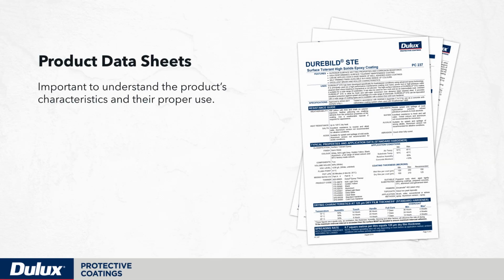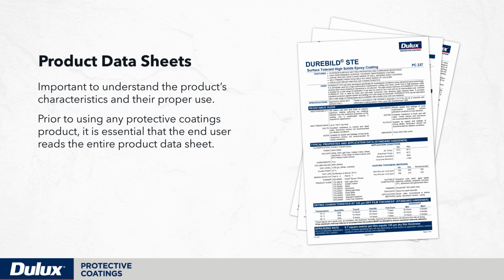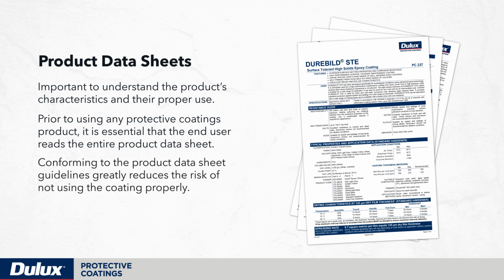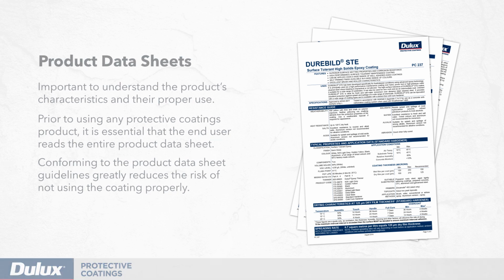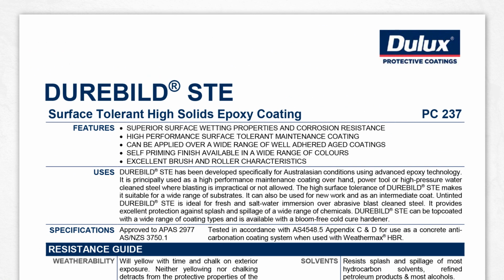In this video, we'll be talking about product data sheets and how important they are to understand the product's characteristics and their proper use. Prior to using any protective coatings product, it is essential that the end user reads the product data sheet in its entirety. Conforming to the product data sheet guidelines greatly reduces the risk of not using the coating properly. So let's step through the key parts of the data sheet.